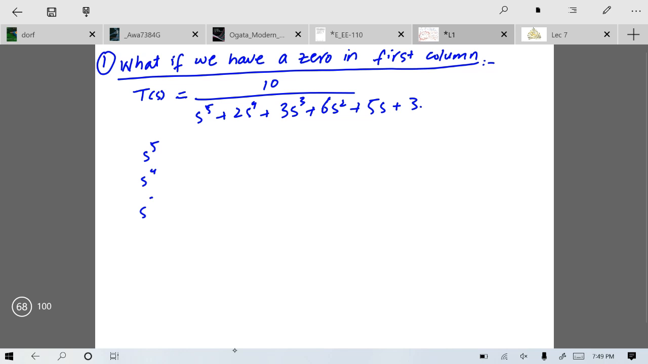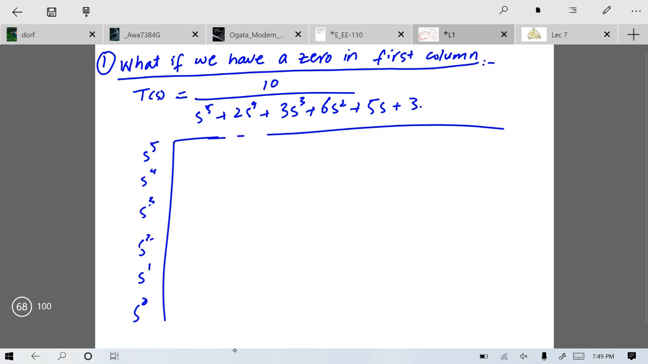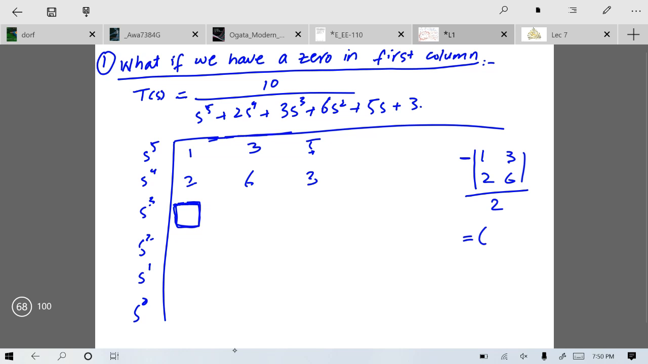So when we try to write the Routh array of this system, it will be s^5, s^4, s^3, s^2, s^1, s^0, and over here you will have 1, 2, 3, 6, 5, and 3. So what would be in this column? Let's try to find this box. This box would be minus of the determinant of 1 2 and 3 6, divided by this 2, which is 6 minus 6, which is actually 0. So I have 0 over here.